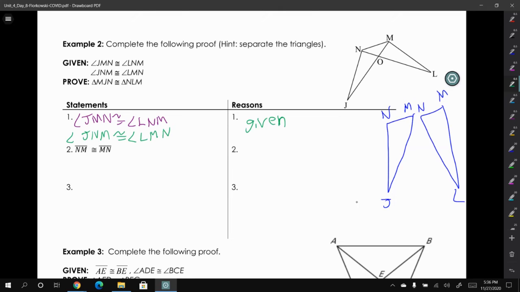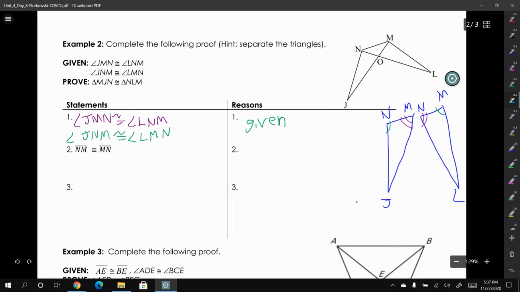So JNM, that's this angle here, is congruent to angle LMN. That's this angle right here. And then we have in purple JMN, that's this angle right here, is congruent to angle LNM, this angle here. Okay, so we have two sets of congruent angles.